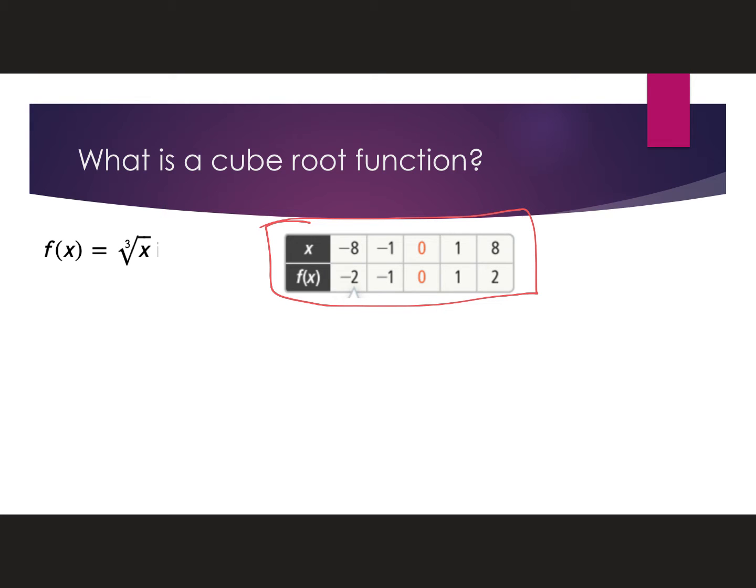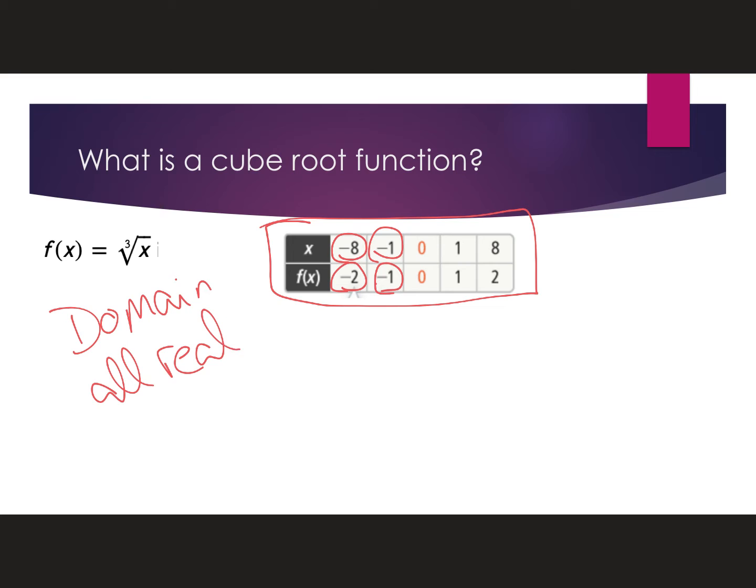One large difference between cube root functions and square root functions is there are cube roots of negative numbers. So the cube root of -1 is -1. The cube root of -8 is -2. That means in this case, the domain is all real numbers.